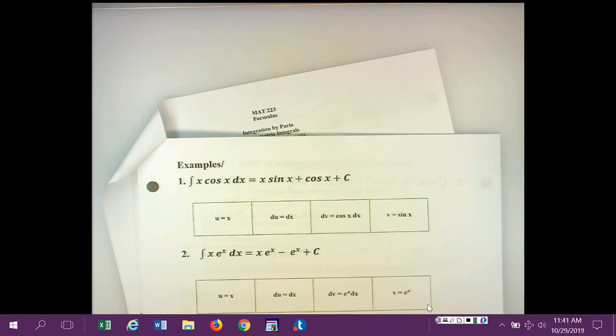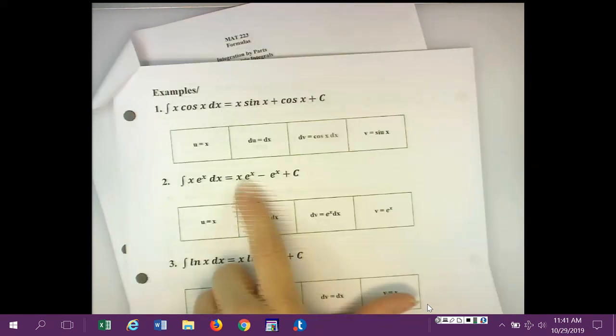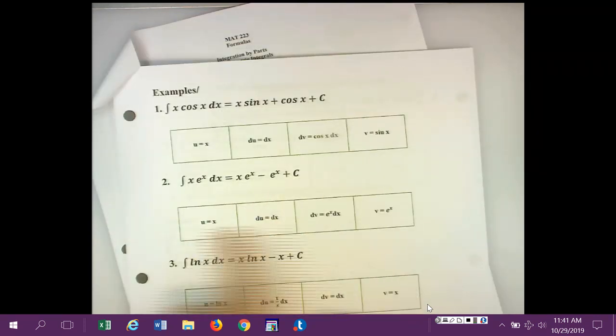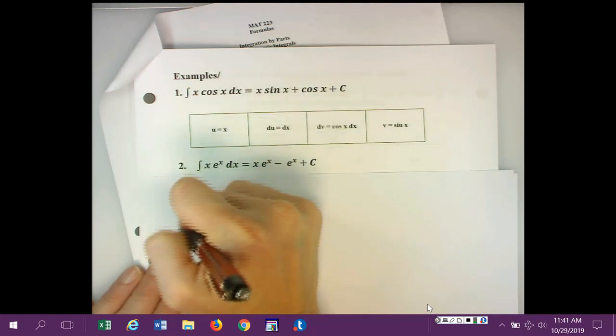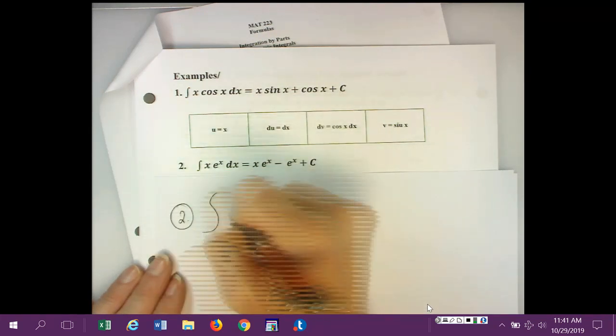Problem number 2, or example number 2. We have the antiderivative of x times e to the x. This is the answer I will show you. And then here are the 4 boxes. I'm going to pretend like we don't have any of that, and we're going to start from the very beginning.